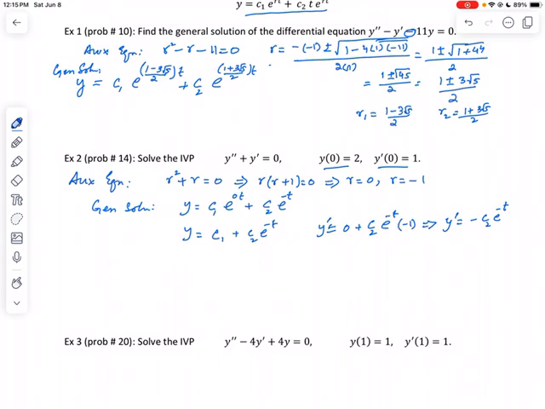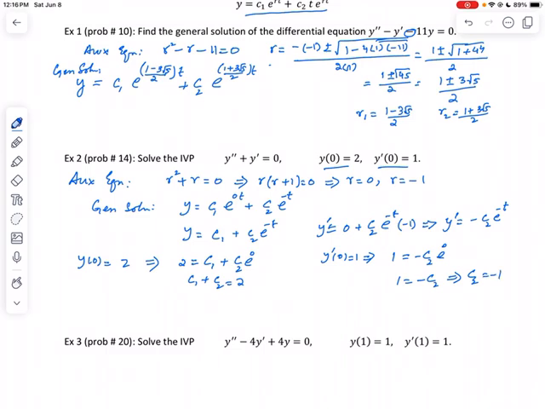Now we use the initial conditions. y of 0 is equal to 2. This gives me 2 is equal to c1 plus c2 e to the 0, so it is basically just c1 plus c2 is equal to 2. This is an equation we get here. Now for the second one, y prime of 0 is equal to 1. This gives me 1 is equal to negative c2, because e to the 0 is 1. So 1 is equal to negative c2, which gives me c2 is equal to negative 1.